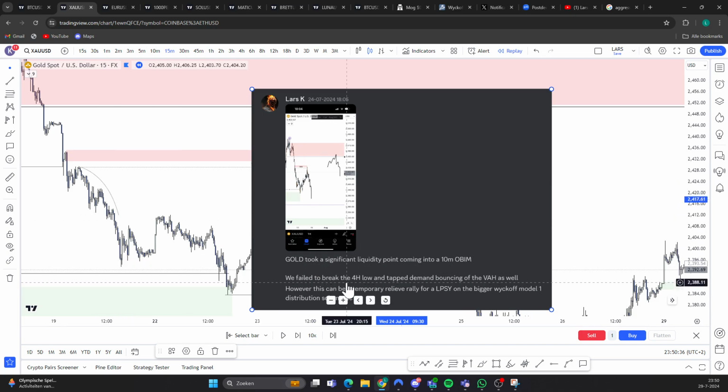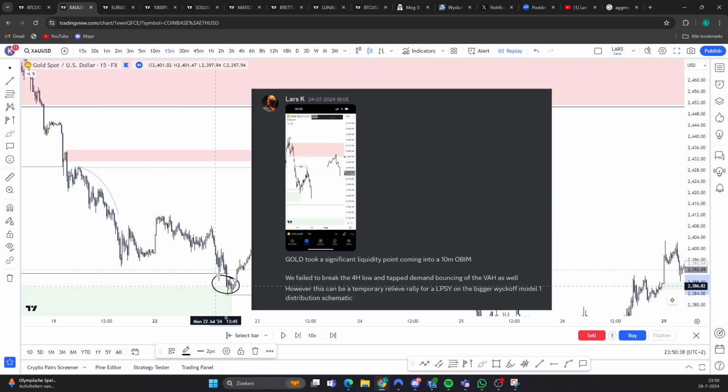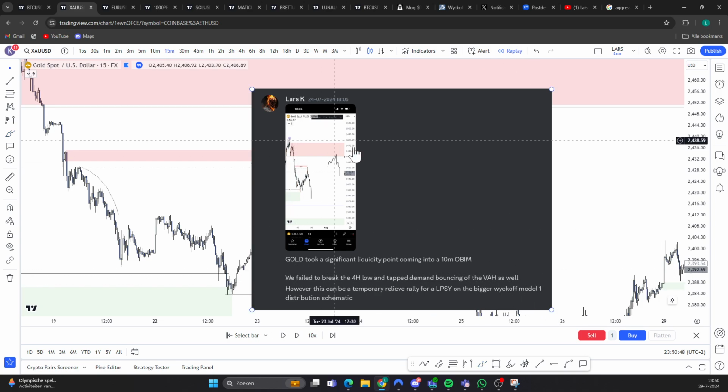We failed to break the 4-hour low, which is this low I was talking about, and tapped demand, bouncing off the volume area. However, this can be a temporary relief rally for an LPSY on the bigger Wyckoff Model 1 schematic. As I said, I put the drawing here. We either reject from this massive resistance zone, which was more unlikely, or we reject right here. That was my drawing. Reject right there.